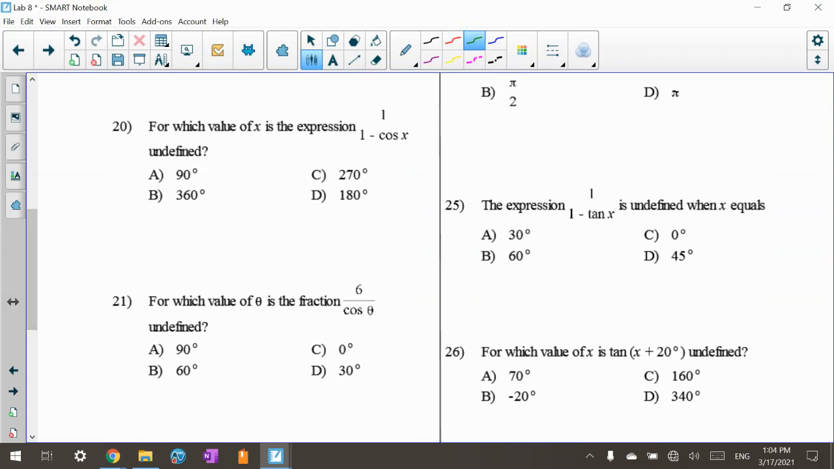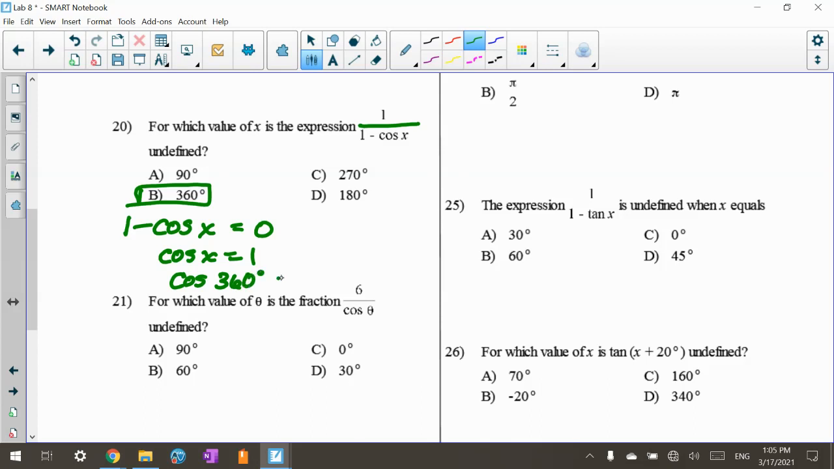Then we're talking about undefined functions. Undefined means that if it's in fractional form, you cannot divide by 0. So if you take the denominator and set it equal to 0, you're finding when that function is undefined. So when I do 1 minus cosine x equals 0, cosine of x equals 1. I'm asking, what value of my angle has a cosine of 1? In this case, it's going to be 360, or 0, because I know the cosine of 360, which is the same as a 0 angle, is 1. That's how you do these.